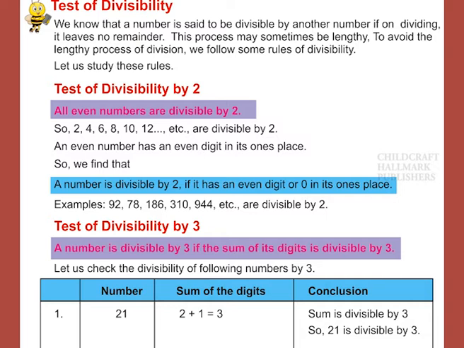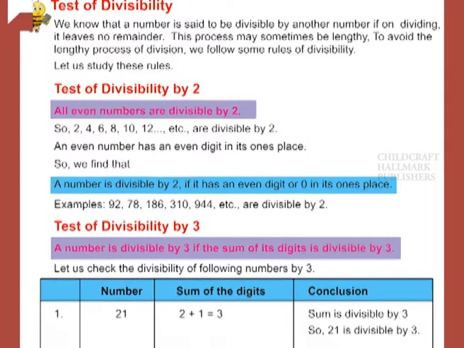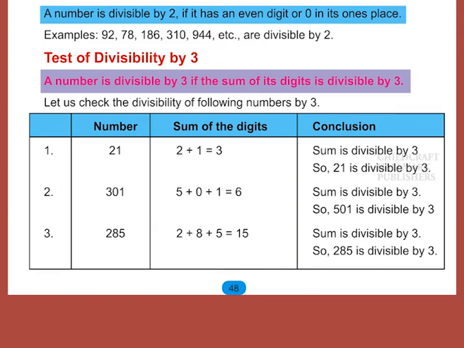Test of divisibility by 2. All even numbers are divisible by 2. So 2, 4, 6, 8, 10, 12, etc. are divisible by 2. An even number has an even digit in its ones place. So we find that a number is divisible by 2 if it has an even digit or 0 in its ones place. Examples: 92, 78, 186, 310, 944, etc. are divisible by 2.